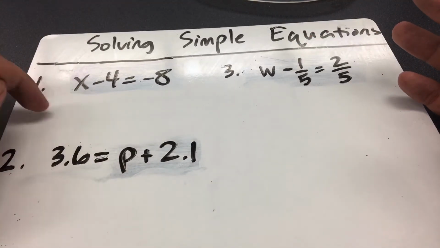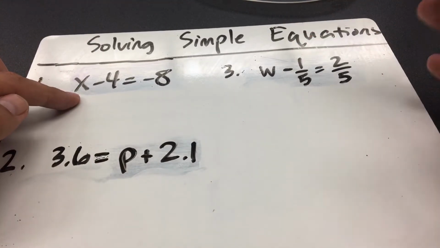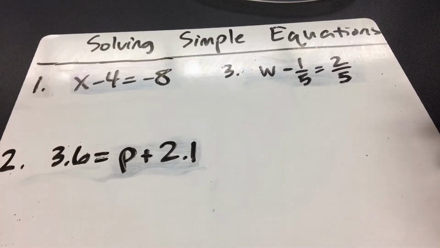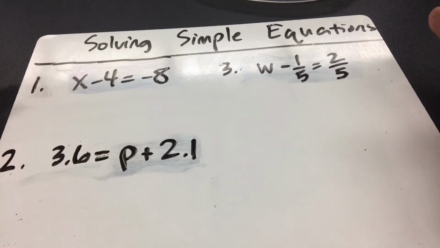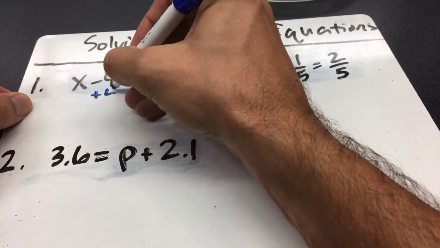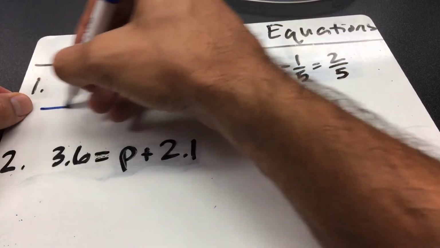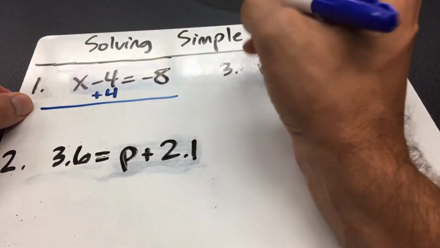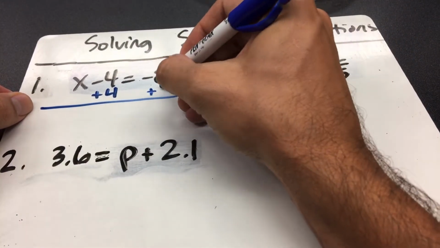So on number one, my variable's right here. It's the letter X. What's happening to the letter X is being subtracted by the number 4. How do I undo? What's the inverse of subtracting 4? And that should be pretty obvious. It's adding 4. And this should look familiar from last year. Now, whatever you do on one side of the equal sign, you've got to do the same thing on the other side of the equal sign.